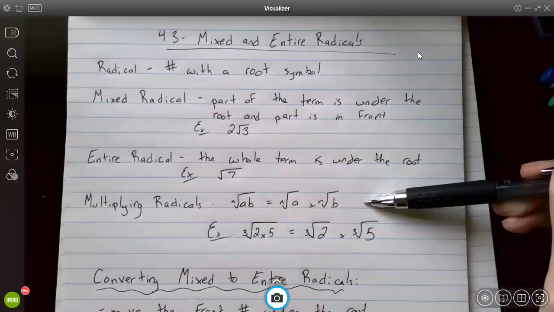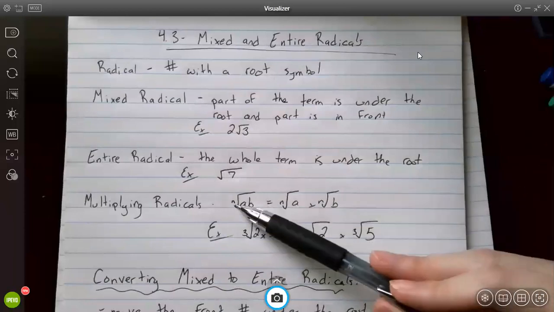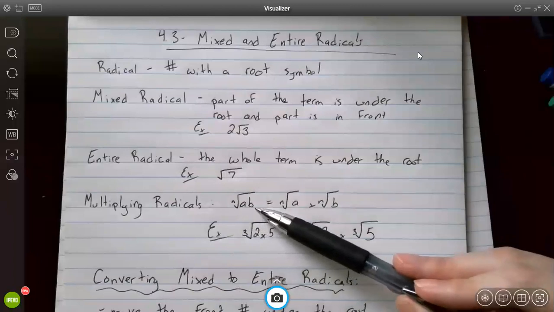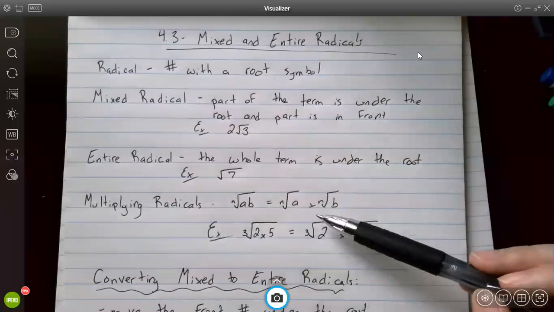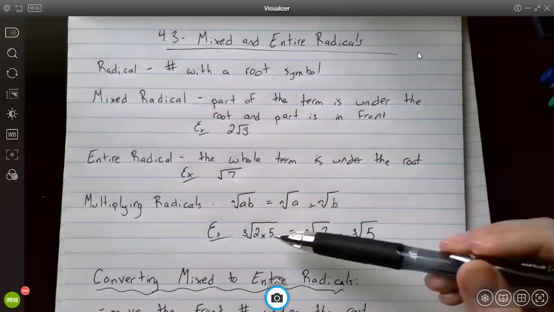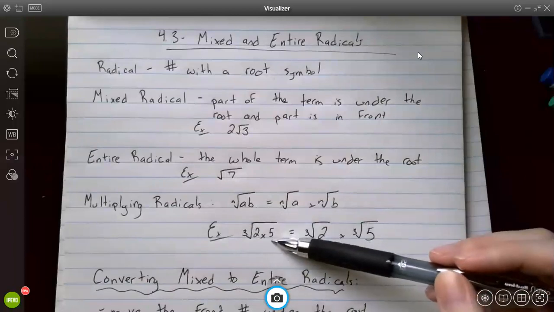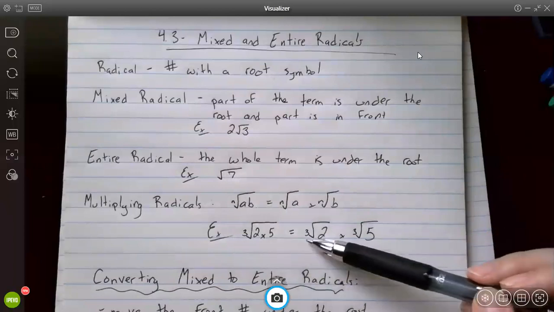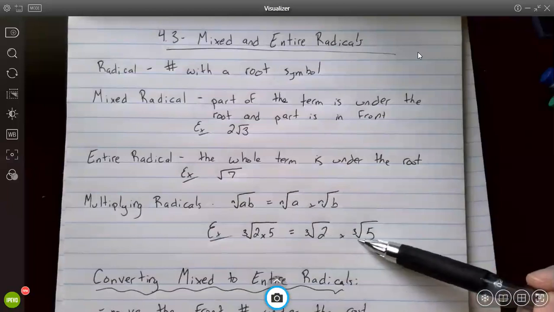And this is just a general rule for multiplying radicals. So this says that the nth root of a times b is equal to the nth root of a times the nth root of b. Really, that's just saying if you have the square root of two numbers that are being multiplied, you can separate those two multiplied numbers, put them both under the root, and then multiply them that way.